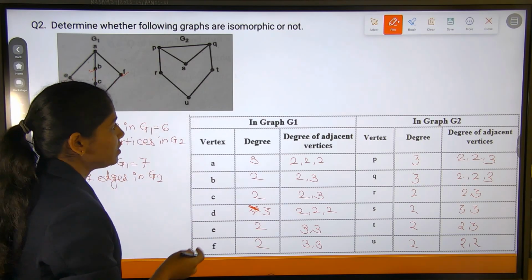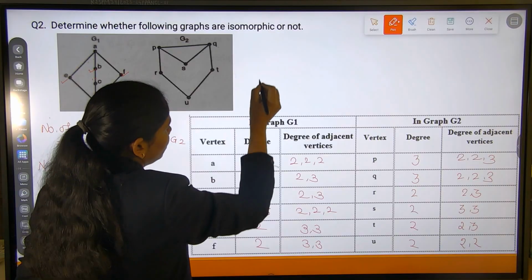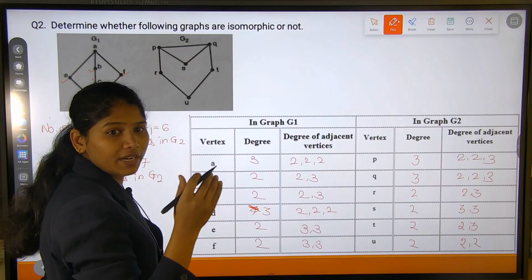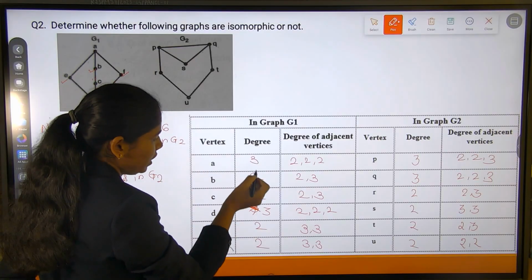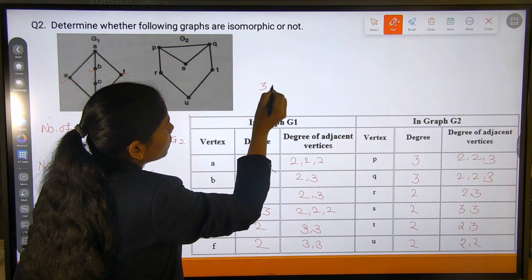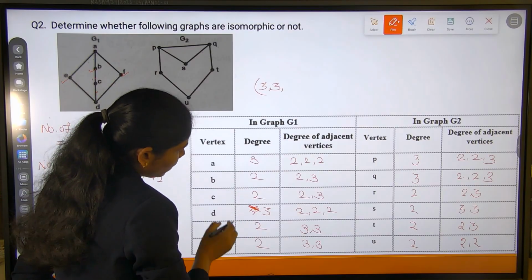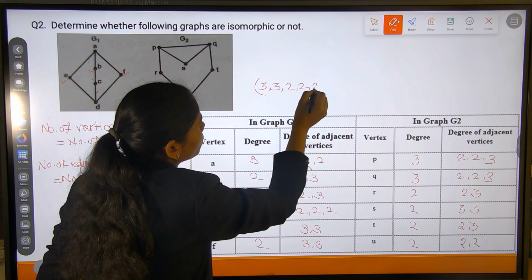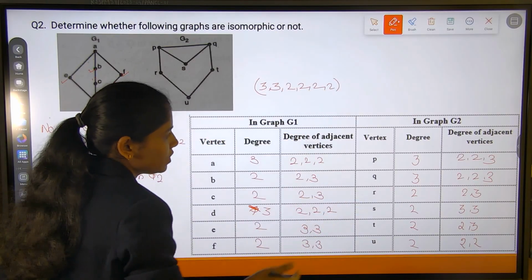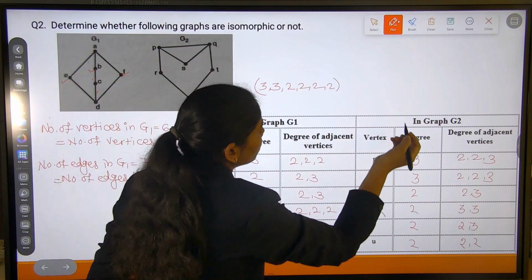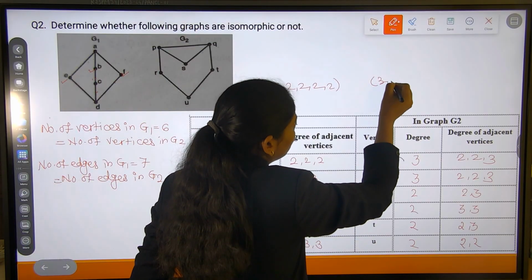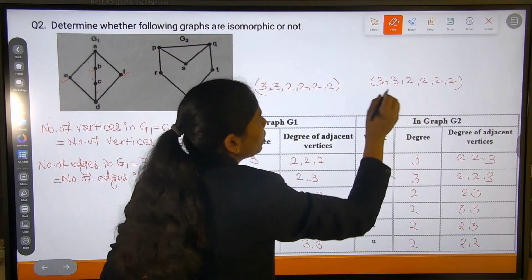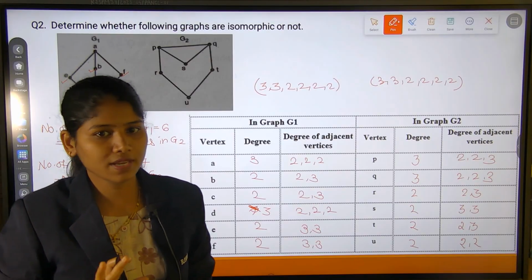Now, check here the degree sequence. So, degree sequence of G1 is, first write down it is in decreasing order. So, 3, 3, then 2, 2, 2, 2. And degree sequence of G2 is 3, 3, 2, 2, 2, 2. So, both having degree sequence is same.